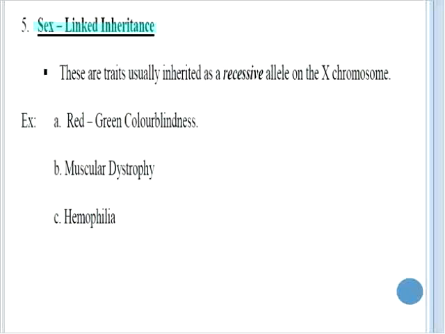Sex-linked inheritance, we talked about at length earlier in the unit, but these are traits normally inherited as a recessive allele on the X chromosome. In humans, there are a couple of examples. Red-green color blindness, Duchenne's muscular dystrophy, and hemophilia are all examples of sex-linked disorders that affect humans.